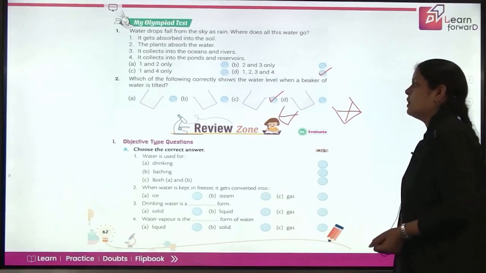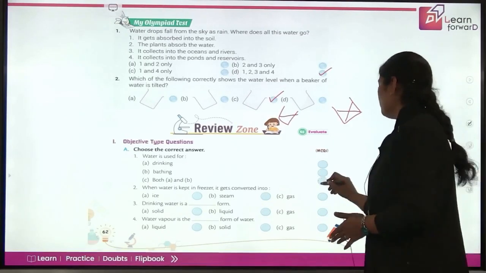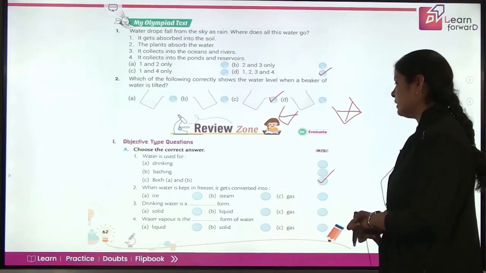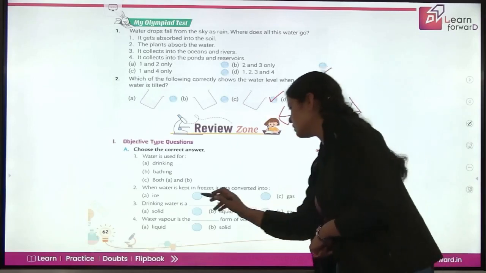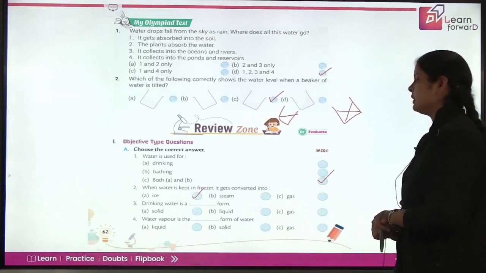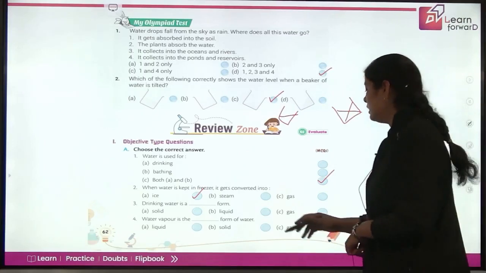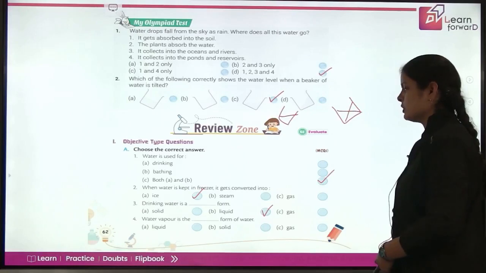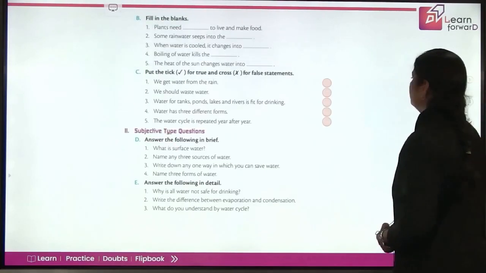Fine. Now choose the correct answer. Water is used for drinking, bathing and both. When water is kept in freezer, it gets converted into ice. Drinking water is a liquid form. Water vapor is the gas form of water.